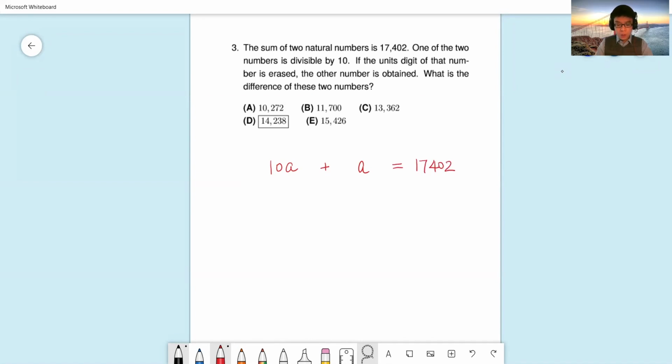And the question is, what's the difference of these two numbers? So the difference is 10a minus a, which is 9a. Okay, from above, we have 11a is given. So here we want 9a. So basically, we have the number equals 9 over 11 times 17402. This equals 14238. The answer here is D.